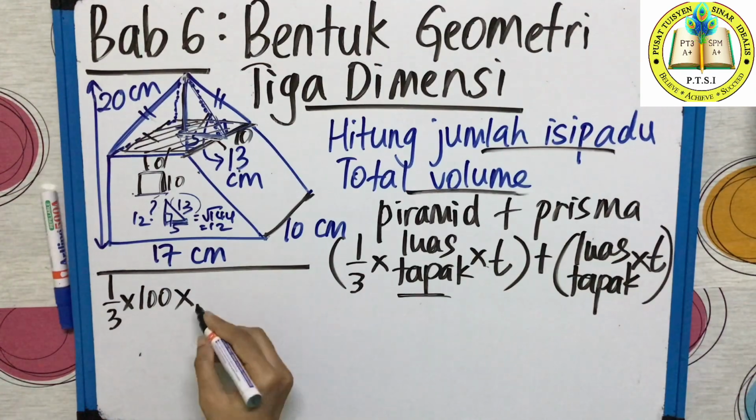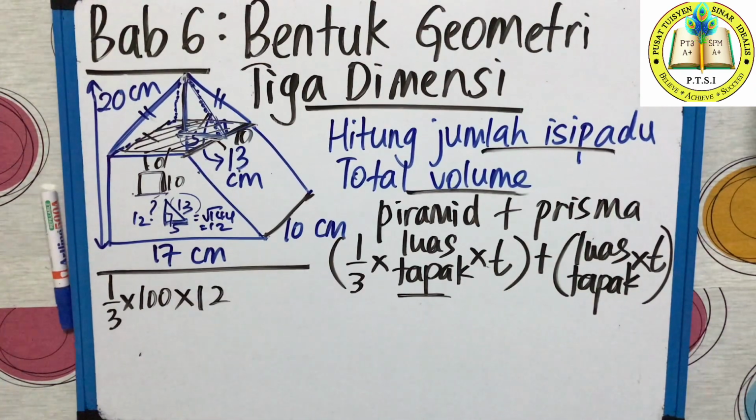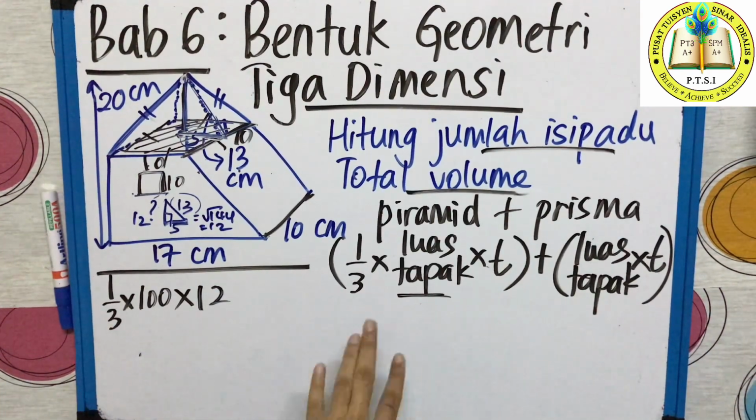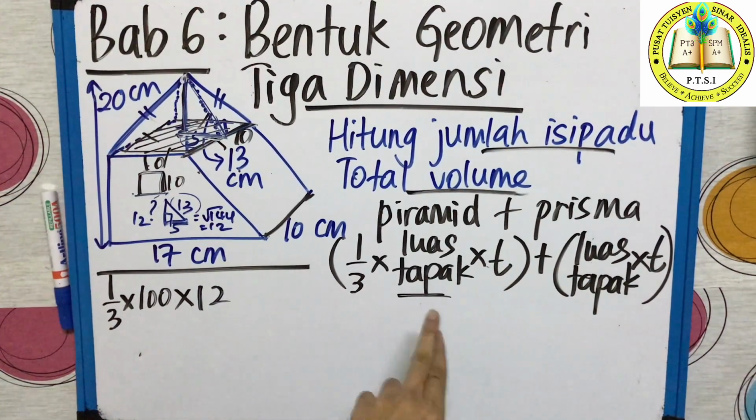So, teacher show here 12. So, remember class, tinggi piramid tidak diberi. You have to find. That's why I say this is a kebat type of question. Ada pelajar, mereka takkan cari 12, mereka guna 13. Totally everything will be 0. Faham tak? So remember, formula isi padu untuk piramid ialah 1/3 kali luas tapak kali tinggi.